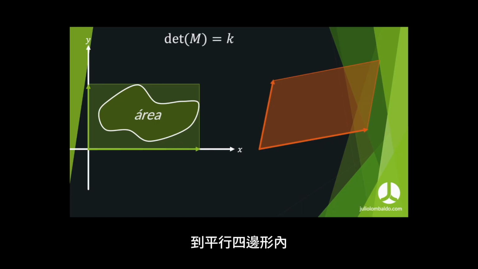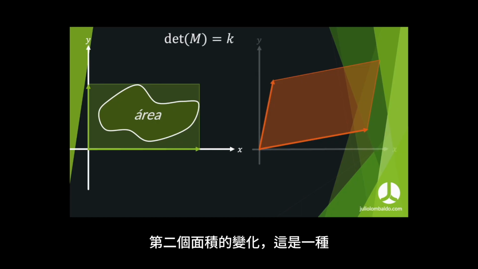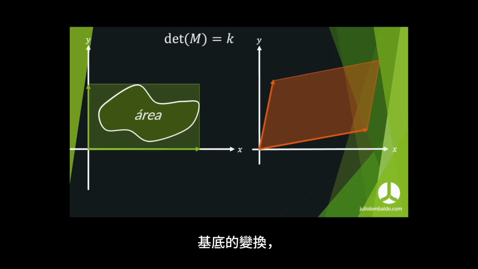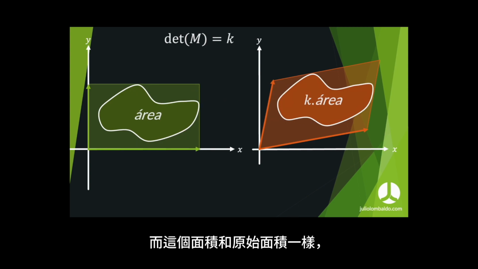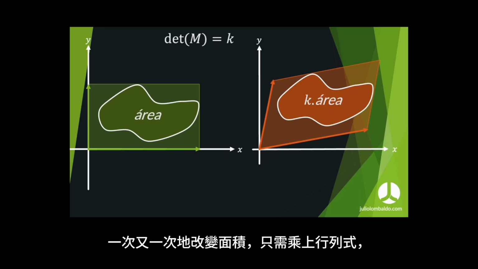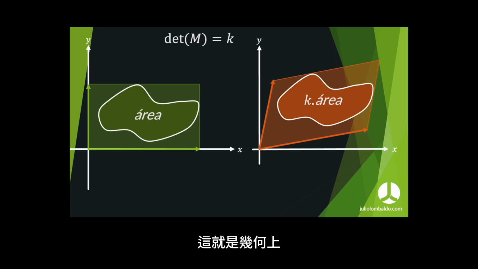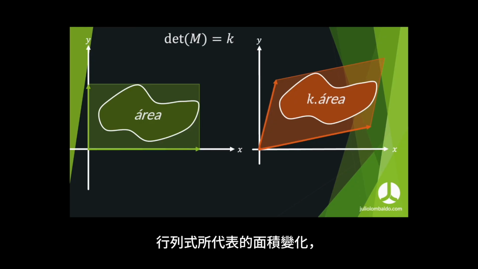It's kind of just a change of bases. For example, here we have a new area inside this parallelogram, and this area is the same as the first one, just multiplied by K, and this K is the determinant of this matrix. So this is the relationship between the matrix and determinants. We can change area by area just multiplying by the determinant. So this geometrically represents what happens to the area using the determinants.